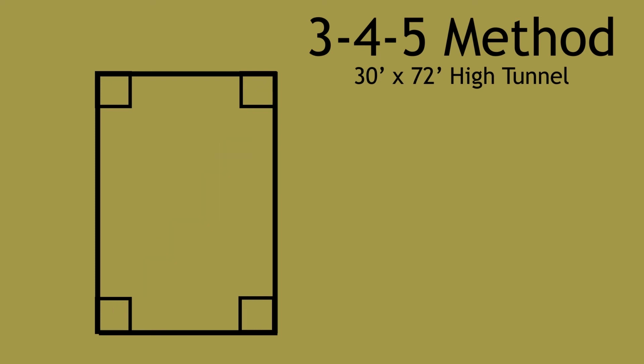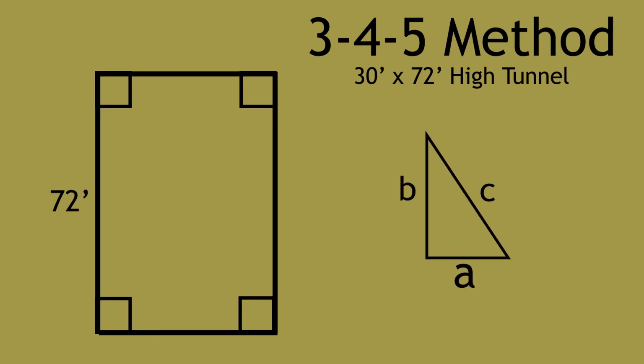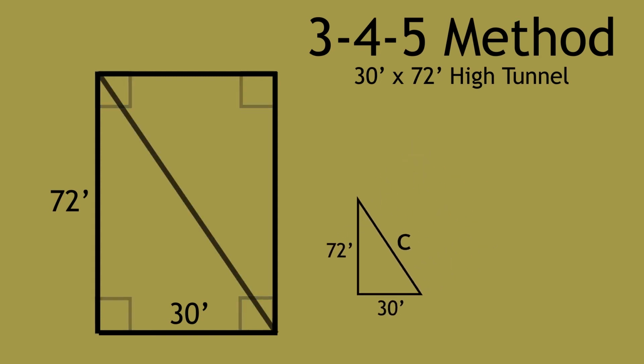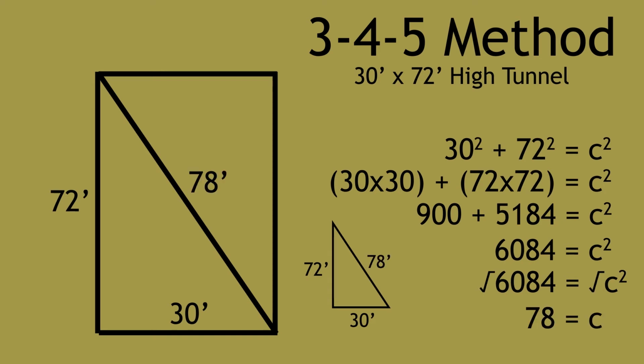The second approach with this method is to use the tunnel dimensions instead of the 3, 4, 5 numbers. The tunnel is 72 feet long and 30 feet wide. A is 30, and B is 72. First, we square the numbers and then add them together. The final step is to take the square root of that number to give us the length of the diagonal, which is 78 feet.